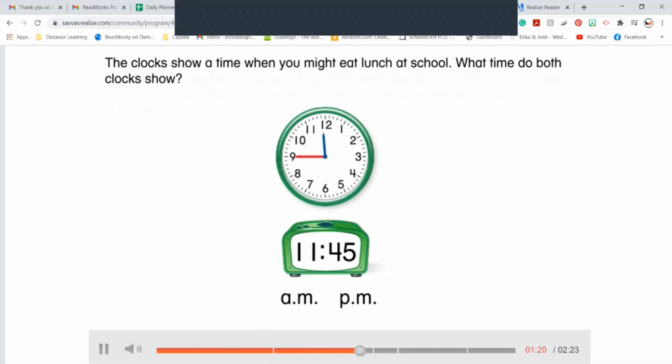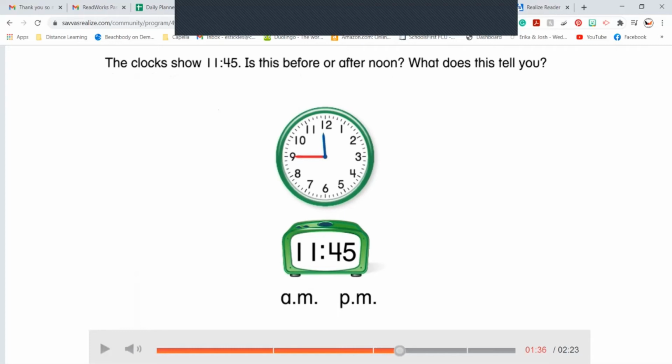The clocks show a time when you might eat lunch at school. What time do both clocks show? So both clocks are showing us 11:45. Now we need to figure out would that be a.m. or p.m. The clocks show 11:45. Is this before or after noon? What does this tell you?